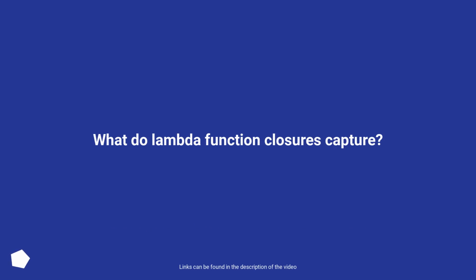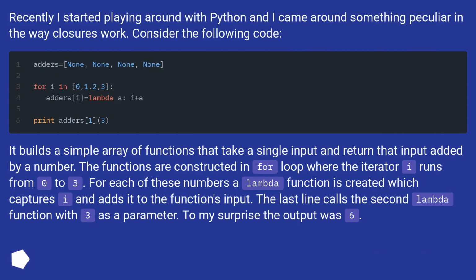What do lambda function closures capture? Recently I started playing around with Python and I came around something peculiar in the way closures work. Consider the following code.